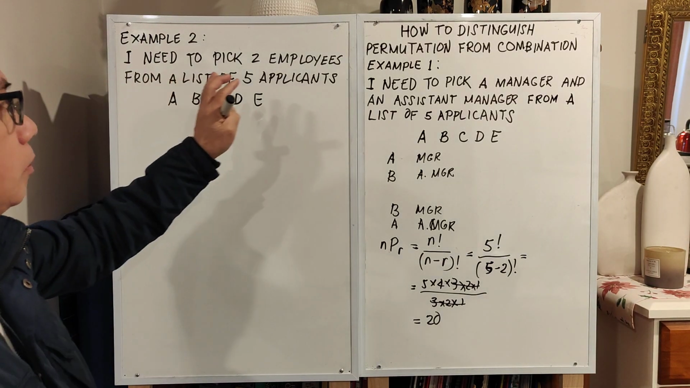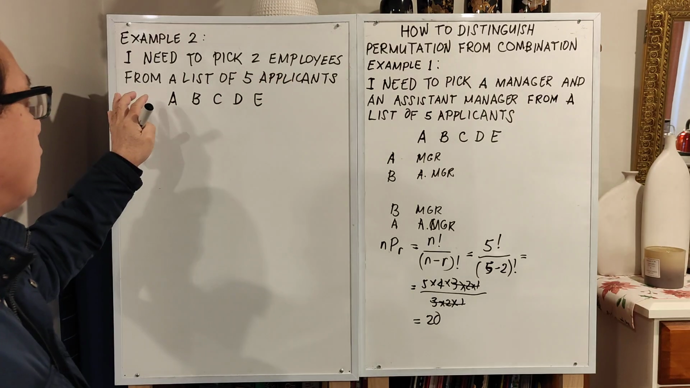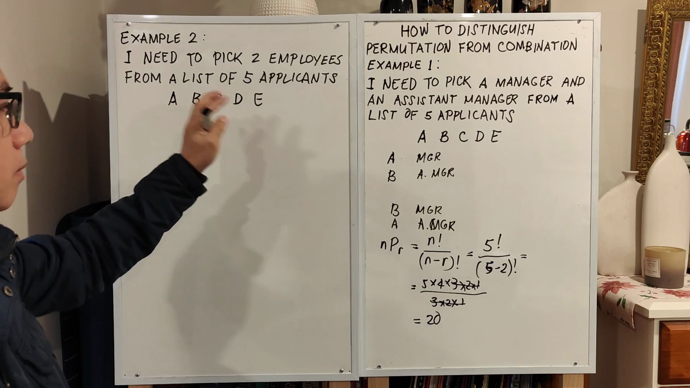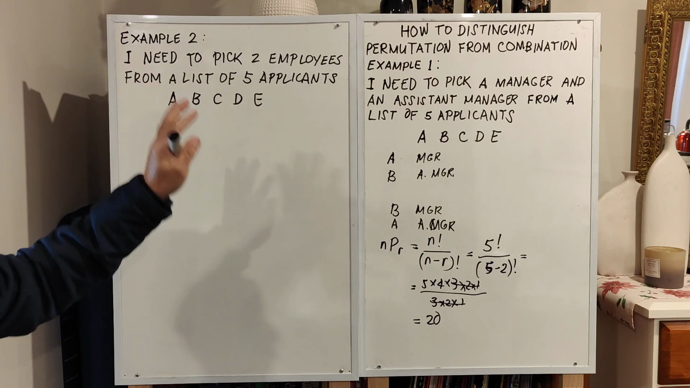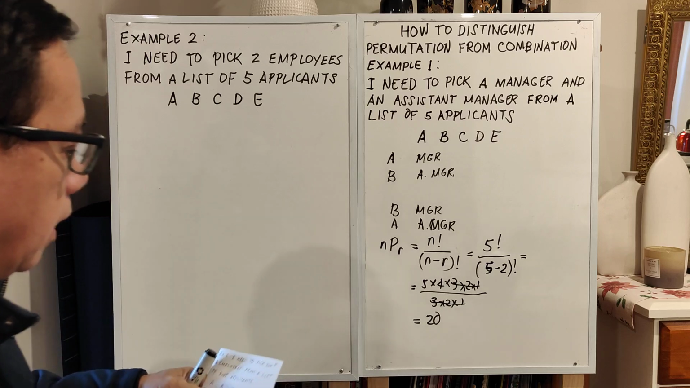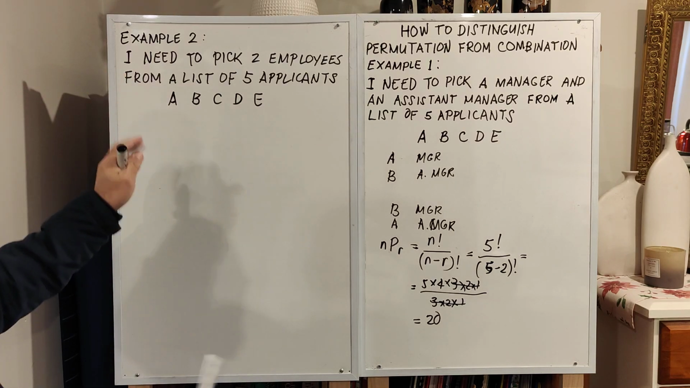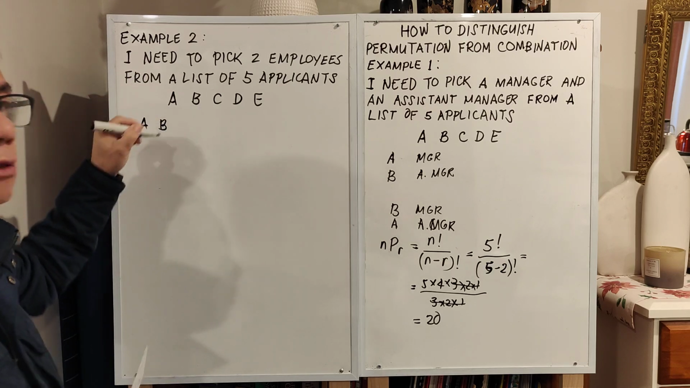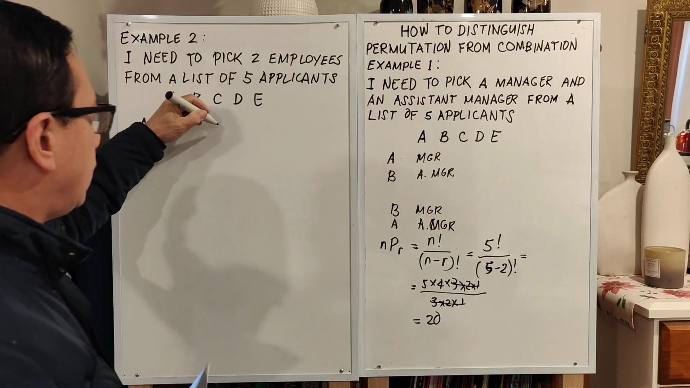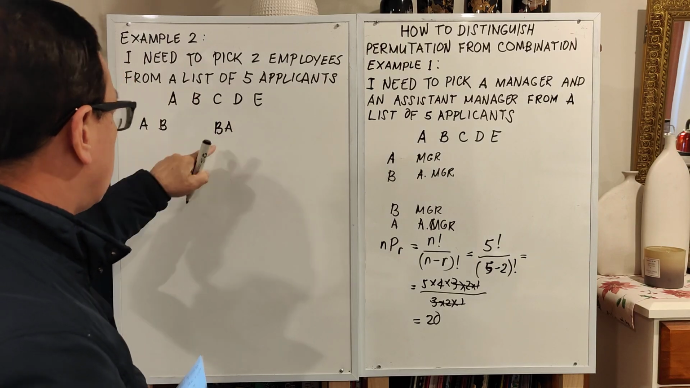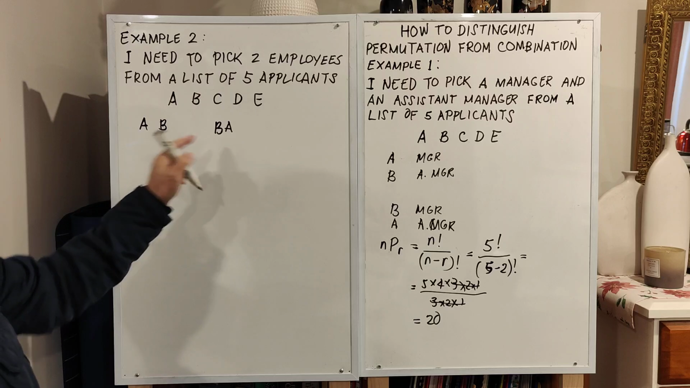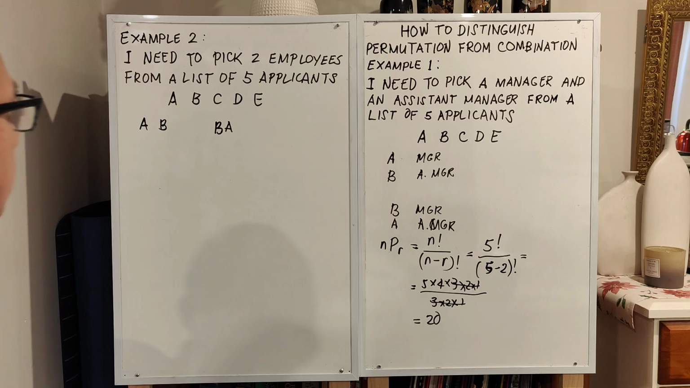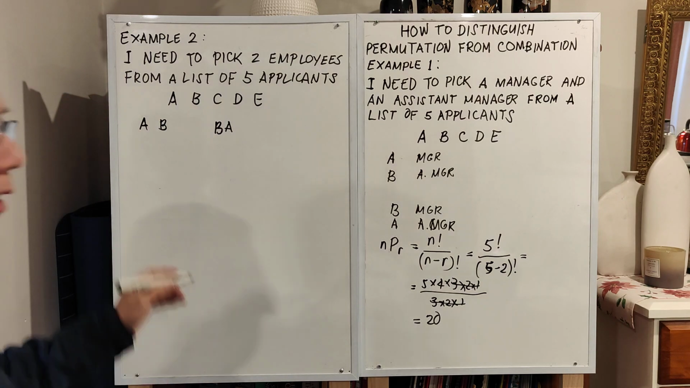Example 2. I need to pick 2 employees from a list of 5 applicants. So you just need 2, and it doesn't matter what position, you only need to pick 2. So for example 2, if I pick A and B as the 2 applicants, I don't need to pick B and A because they are the same arrangement, they are the same. So in here, order is not a factor, so this is a combination.